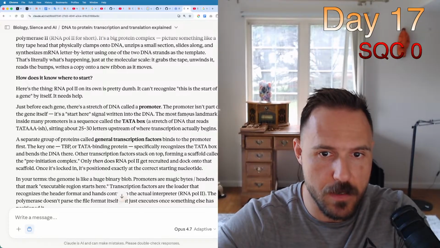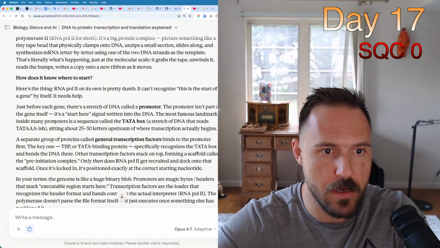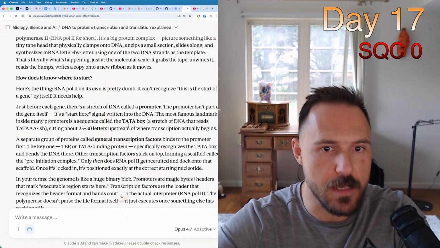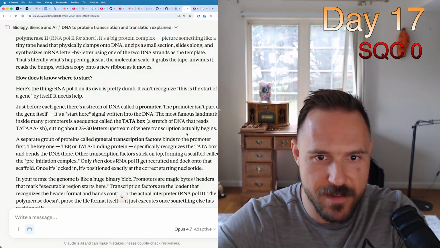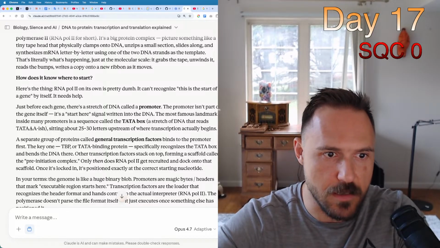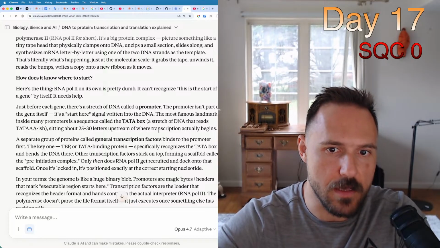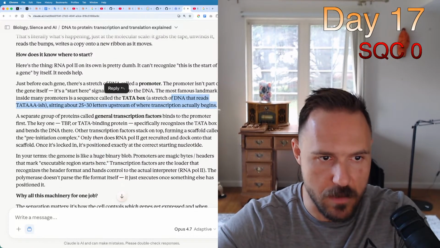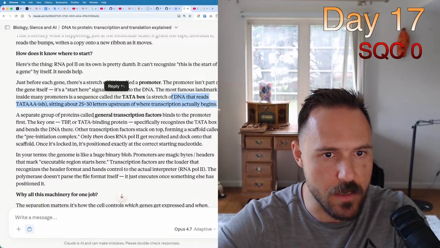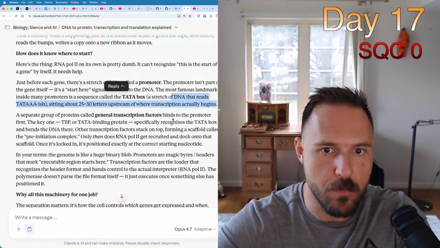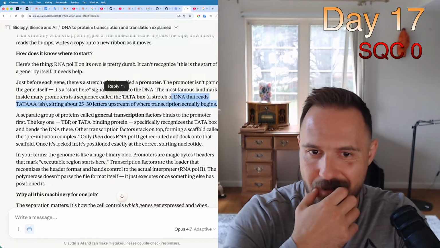The most famous landmark inside a promoter is a sequence called the TATA box, a stretch of DNA that reads TA-TA-ish, sitting about 25-30 letters upstream of where transcription actually begins. Totally makes sense. A separate group of proteins called general transcription factors binds to the promoter.